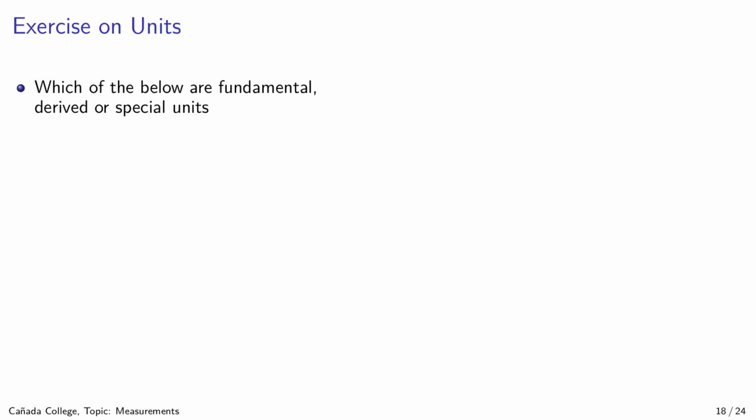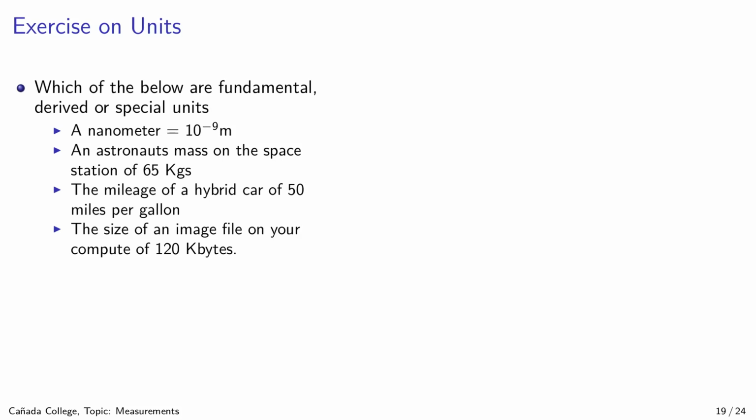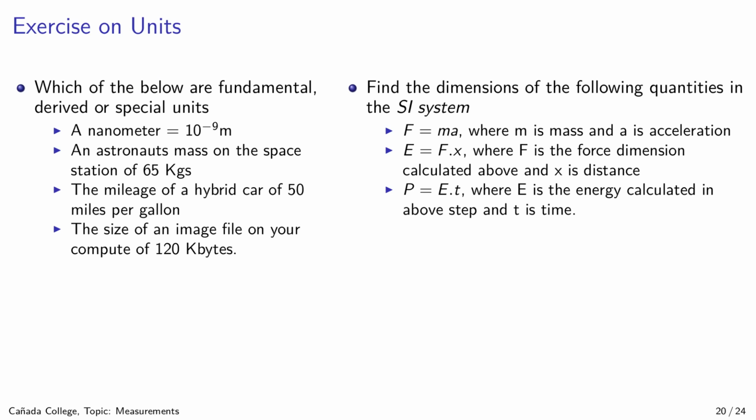So with that, pause the video here and try these 2 exercises related to fundamental and derived units. In the first one, try to figure out which of these are fundamental units: a nanometer, an astronaut's mass on the space station of 85 kilograms, the mileage of a hybrid car of 50 miles per gallon, and the size of an image file on your computer of 120 kilobytes. And in the second part, try to find the dimensions of these quantities in the SI system. First one is F equals ma, where you take the mass m and multiply it by its acceleration a.